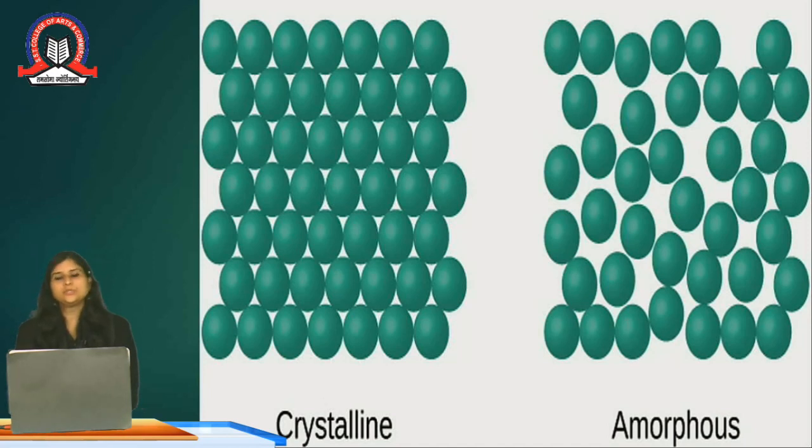So today this was all about the solid state, the introductory part: the arrangement of atoms and molecules in different states of matter, and also the types of solids, that is crystalline and amorphous solid. In the next session we will discuss something more about the solid state.